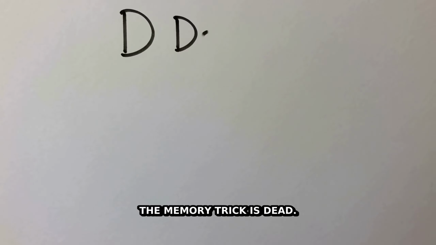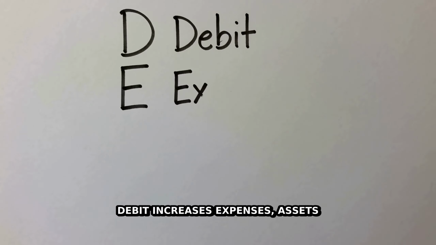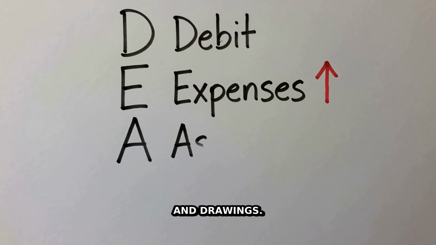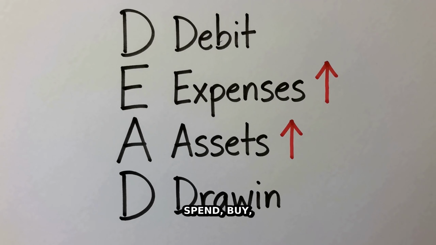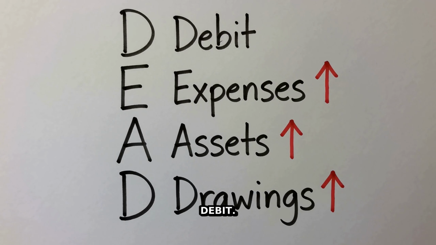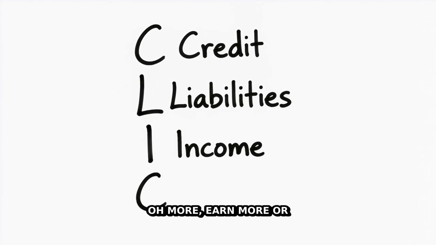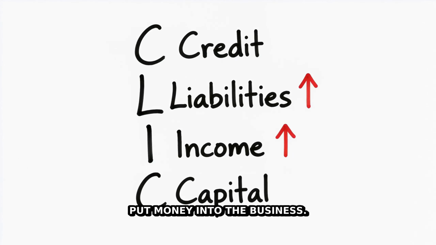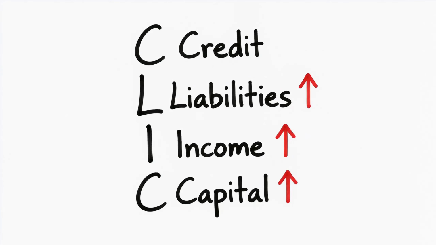The memory trick is DEAD. Debit increases expenses, assets, and drawings. Spend, buy, withdraw, debit. And CLIC, credit, increases liabilities, income, and capital. Owe more, earn more, or put money into the business, credit.